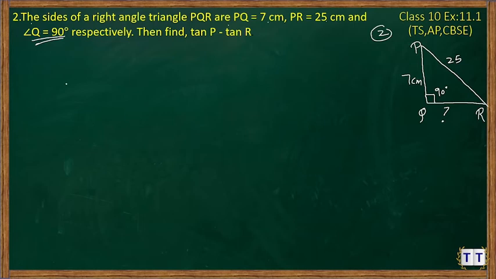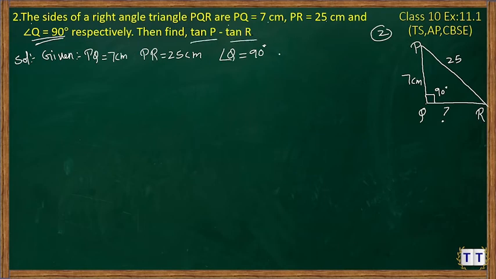Okay, so first what is given, we will write. Given: PQ equals 7 centimeters, PR equals 25 centimeters. Okay, and it is given that right angle at Q. So if it is given right angle at Q, you have to take right angle at Q, or else you will get the wrong solution. And he's asking us to find tan P minus tan R.